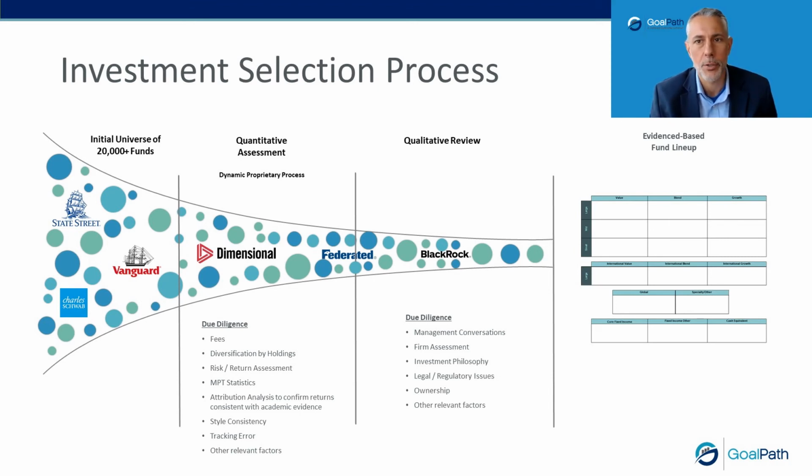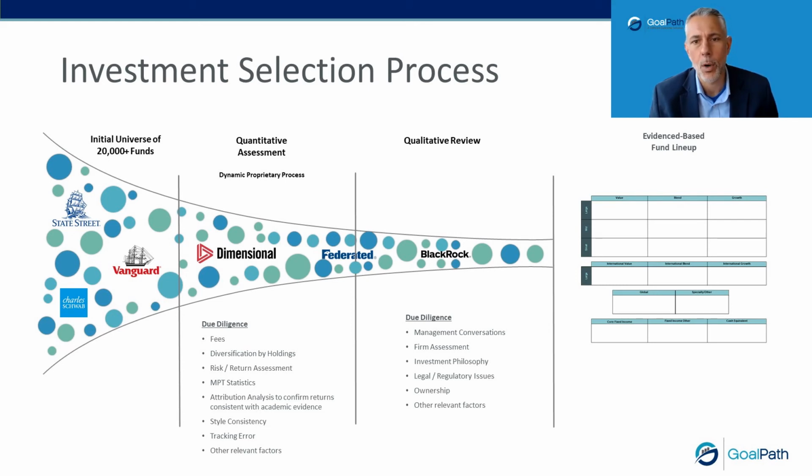we start with an initial universe of 20,000 funds. We have a quantitative assessment, which is a quantitative process to make sure that any of the funds that ultimately end up in our evidence-based lineup are adhering to those academic solutions. We look at fees and diversification by holding, and we call these table stakes. This is everything that our industry expects us to be looking at. And our quantitative process allows us to do that on behalf of over 20,000 funds.